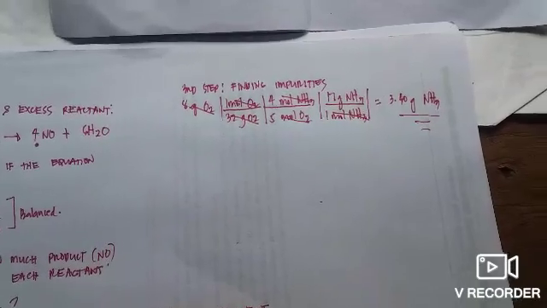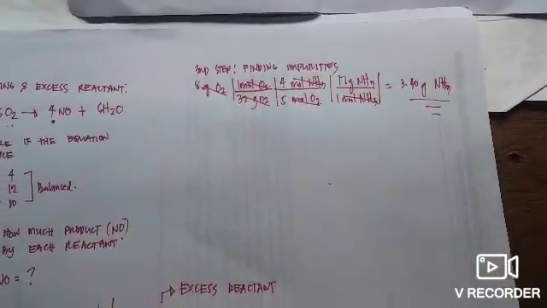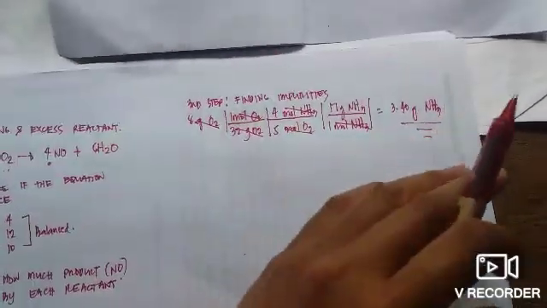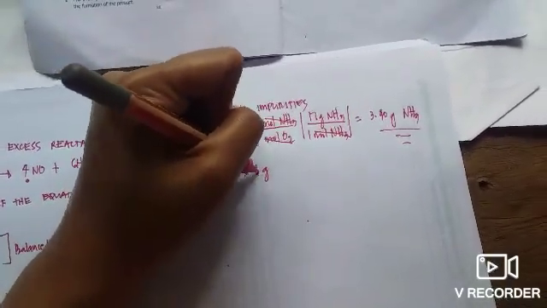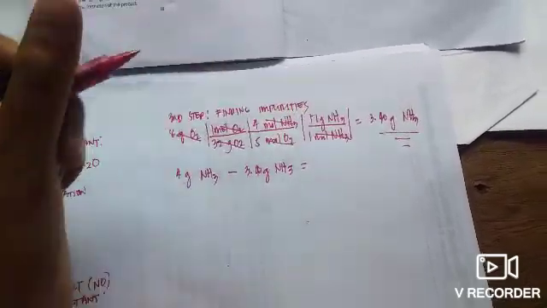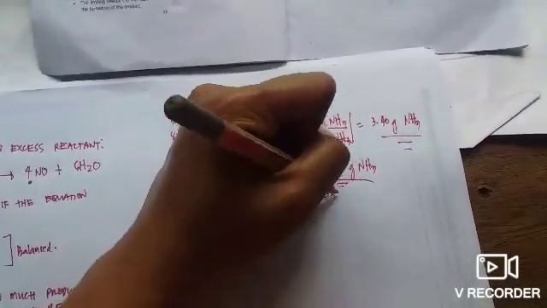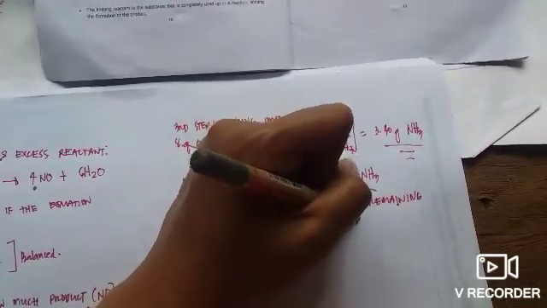Now, since our excess reactant is NH3, you are going to subtract this from the original given. You are going to subtract this impurity from our original given, which is 4 grams of NH3 minus 3.40 grams of NH3 is equal to 0.60 grams of NH3. So this is the excess or the remaining reactant.